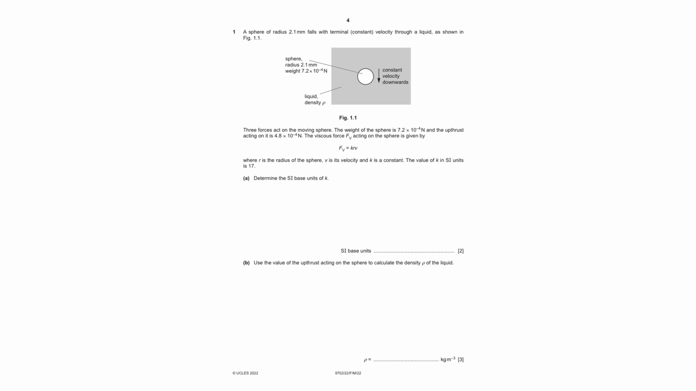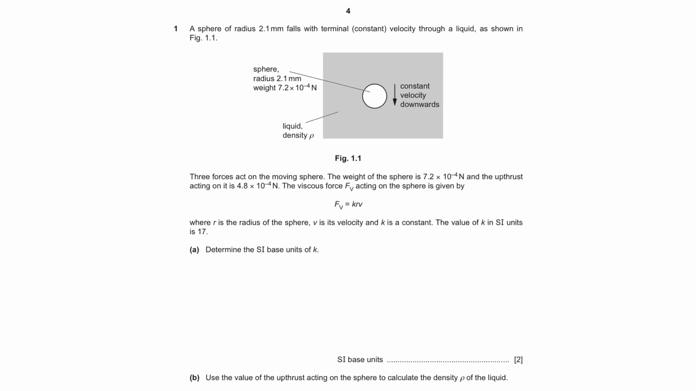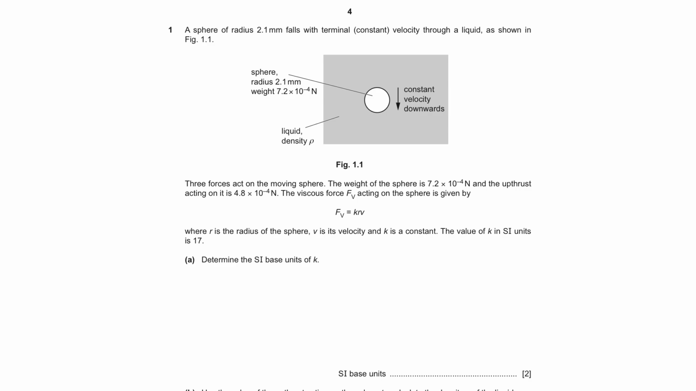So this is February-March 2022 question paper 2, waiting 2. The first question says, a sphere of radius 2.1 millimeter falls with terminal velocity through a liquid as shown. Three forces act on the moving sphere. The weight of the sphere is 7.2 × 10^-4 newtons, and the upthrust acting on it is 4.8 × 10^-4 newtons.